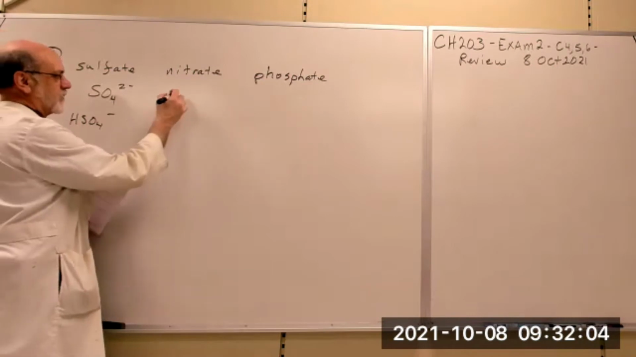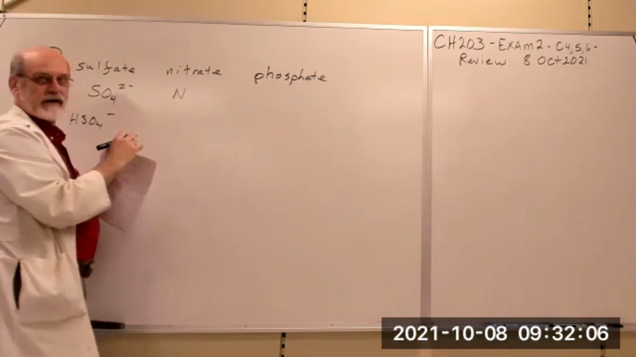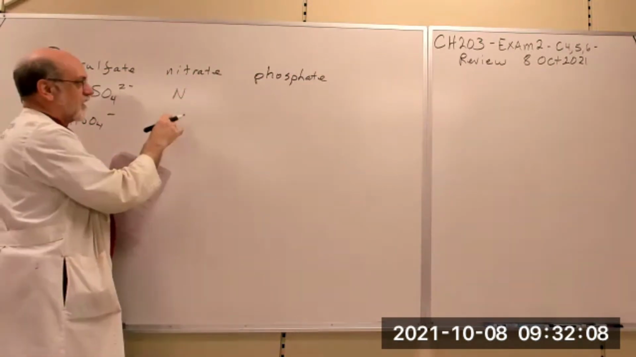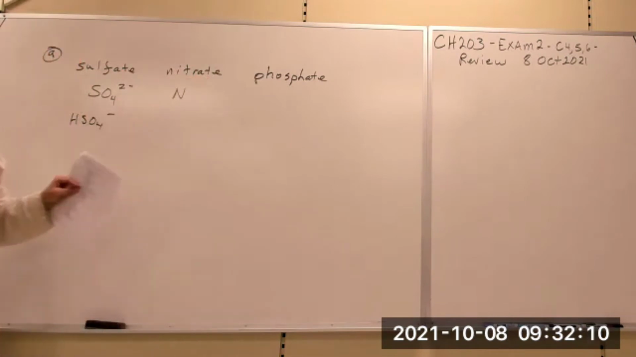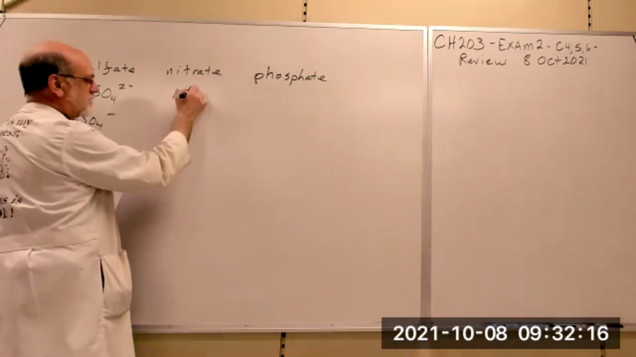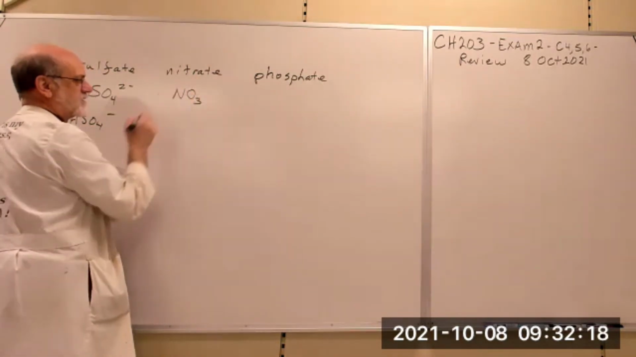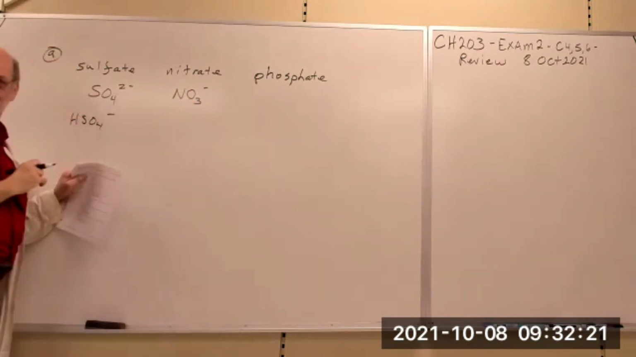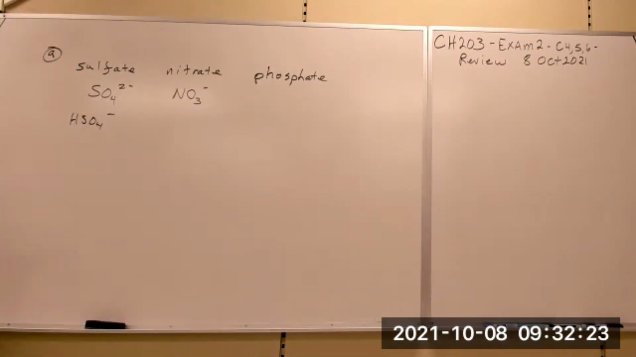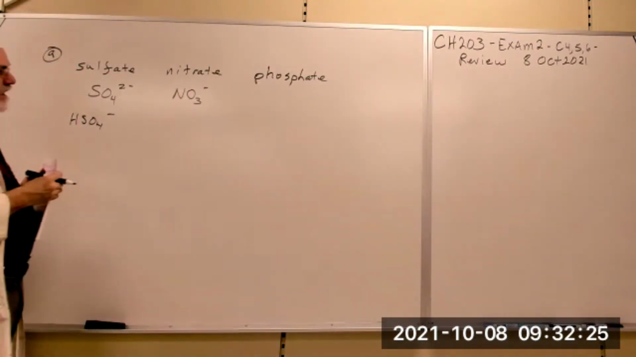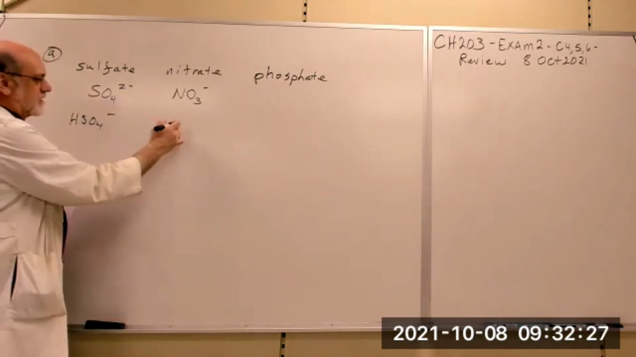Nitrate, we did that one. Gotta have nitrogen in it, right? And ATE is kind of an archaic term for things that have oxygen in them. So, 4. Try 3. You know, 3 minus is nitrate. Nitrite, you know, 2 minus.